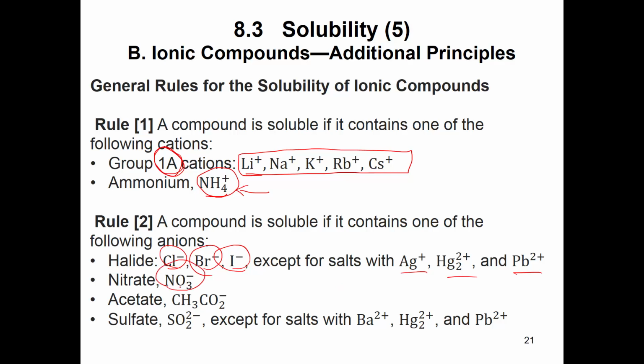Nitrate is soluble. Acetate, which is the ion part of acetic acid, is soluble. Sulfate is soluble, except for salts of barium, mercury, and lead. Notice mercury and lead are hardly ever going to be soluble, so those you would always avoid anyway. But barium also is not soluble with sulfates.